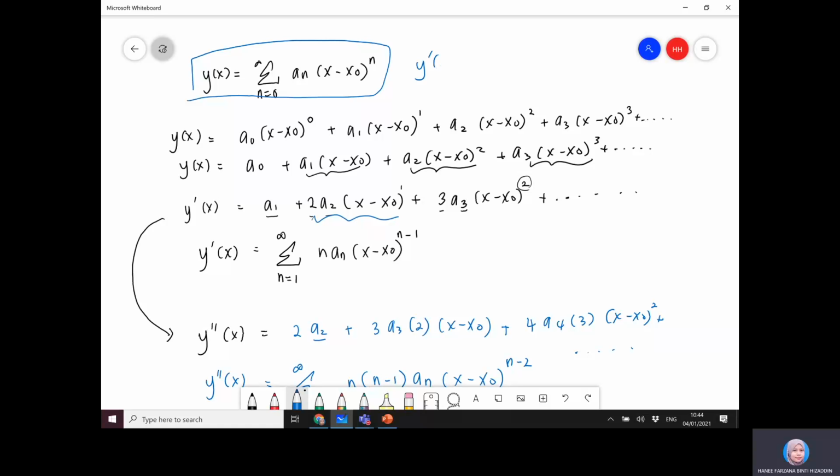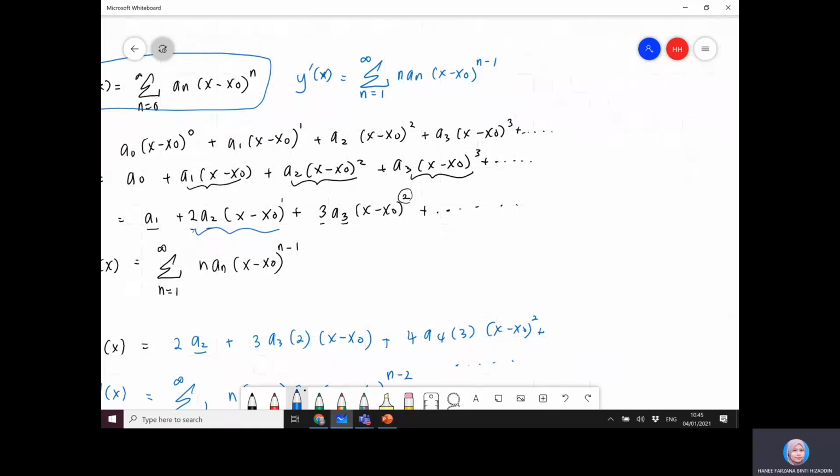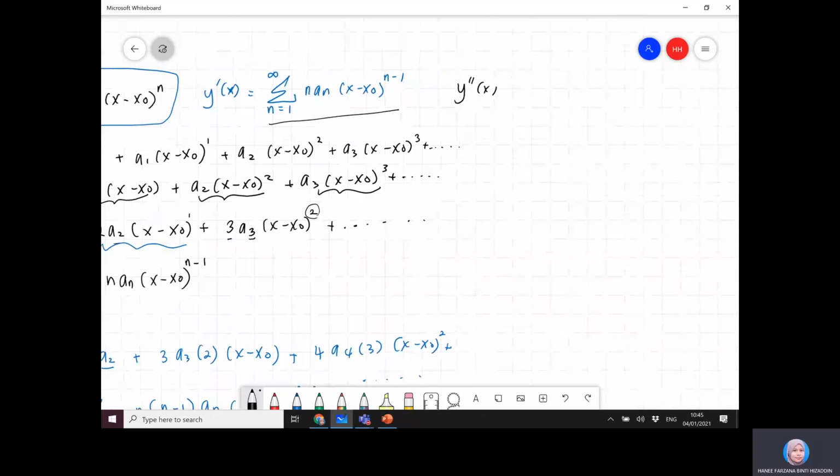You can just differentiate to get the first derivative, n times (x minus x naught) to the n minus 1. You just need to know that it starts from n equals 1. And for the second derivative, from this term you just bring n times (n minus 1) in front, a sub n (x minus x naught), and the exponent n minus 1 becomes n minus 2, but you need to know that it is starting from n equals 2.